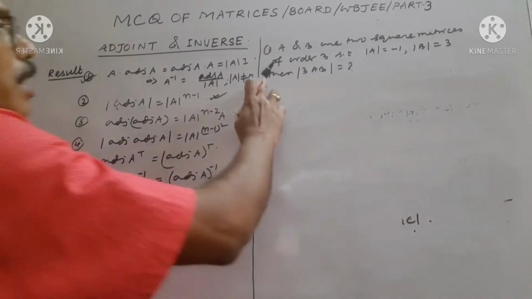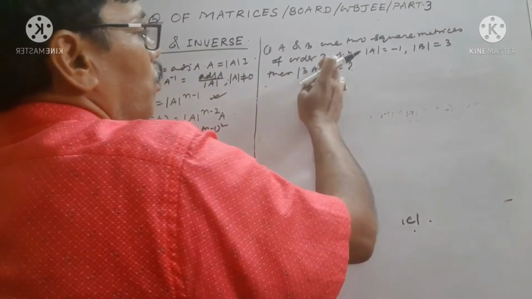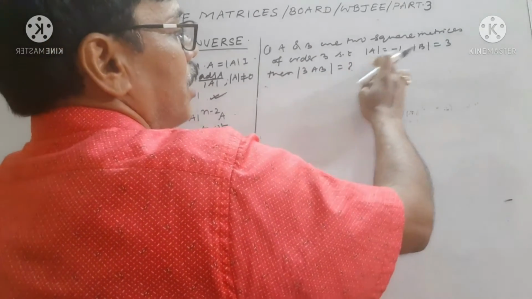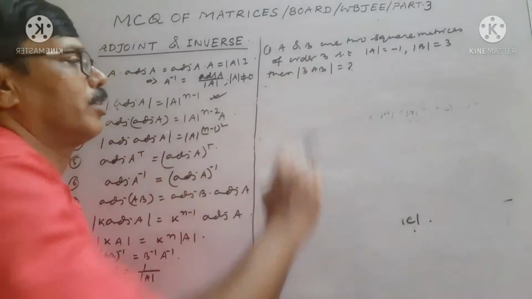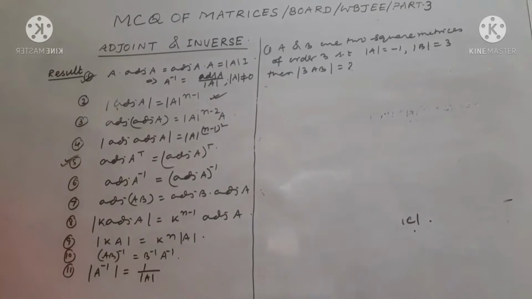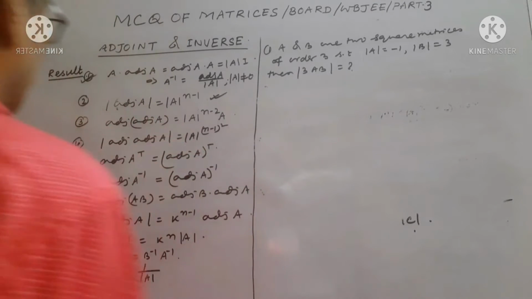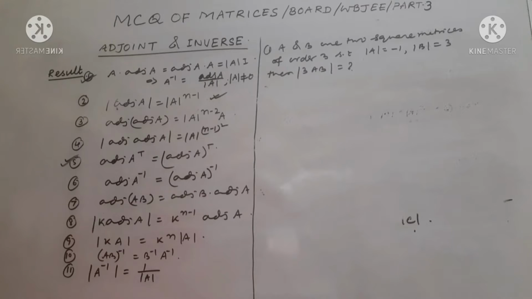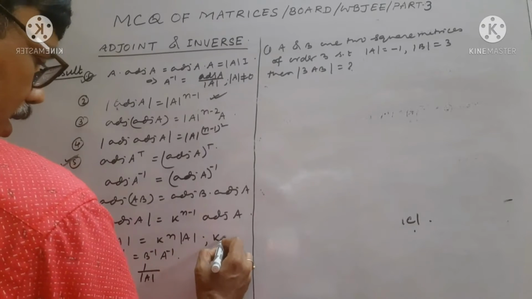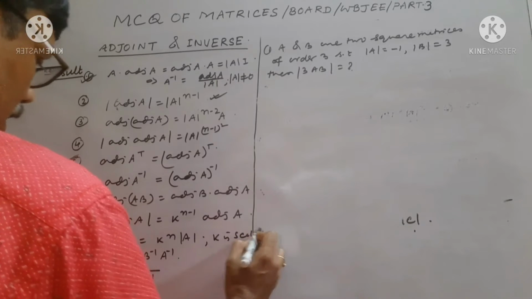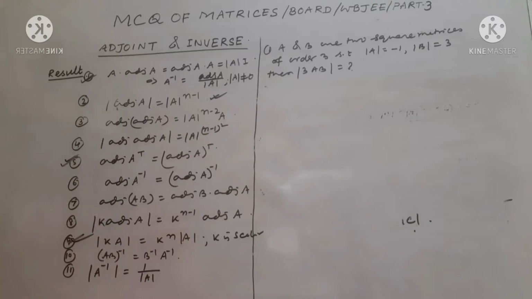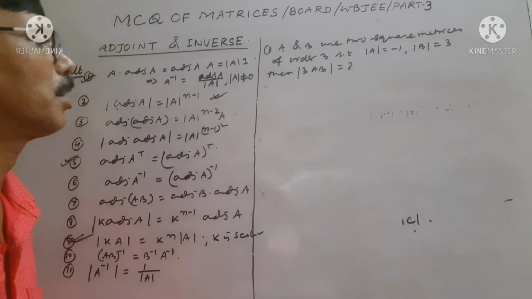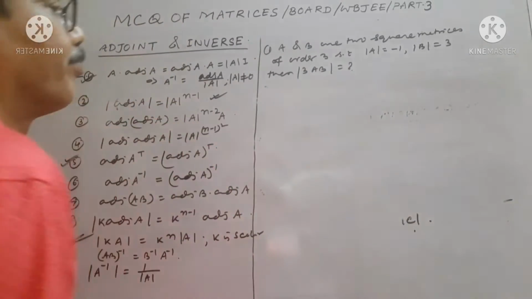Now A and B are two square matrices of order 3. Determinant A and determinant B are given. Find determinant of 3AB. Now, application of this example. Determinant of K times A equals K to the power n times determinant A, where K is a scalar and n is the order of the matrix.